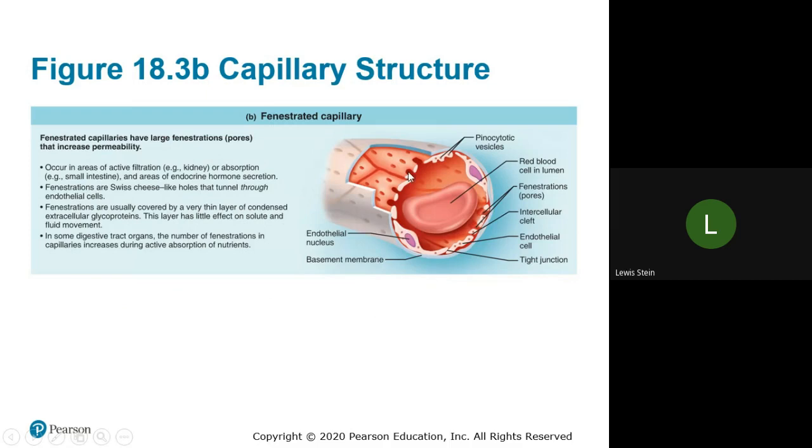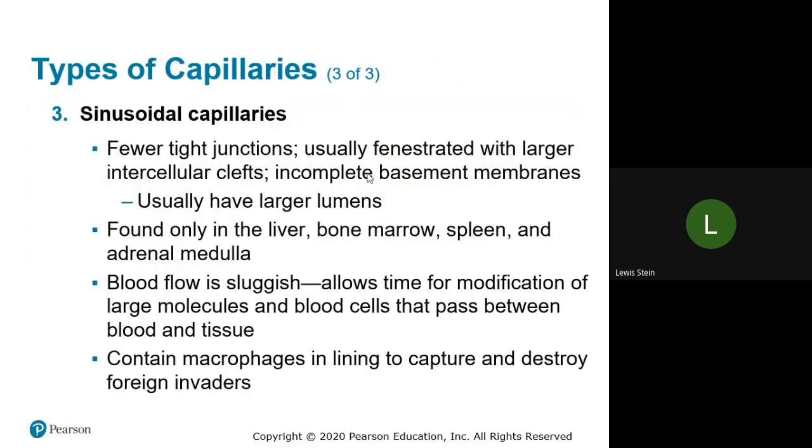So fenestration, active filtration, the kidneys, intestines with absorption, hormonal secretion, more permeability, usually have some type of membrane around. You can see the little holes. Those are the fenestration. And again, at signals, they can open and be a little more of them or less. And lastly, principally in the liver, sometimes in the bone marrow or in the spleen, a little more sluggish blood flow, big gaps. These are called sinusoidal capillaries. So it's designed for larger particles.